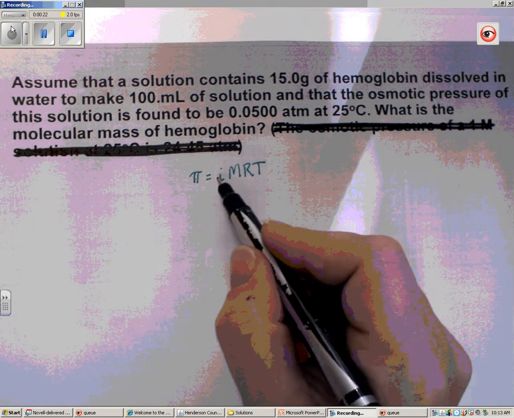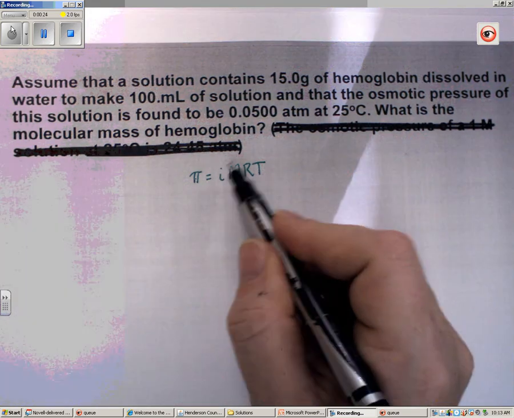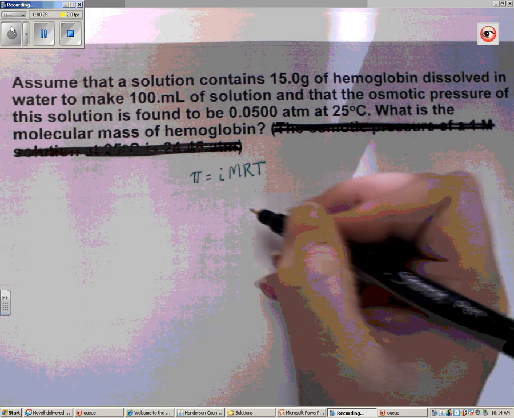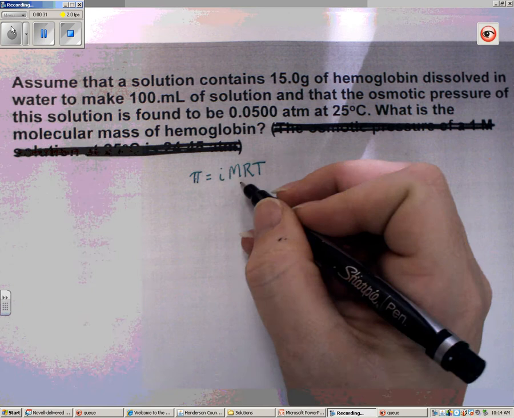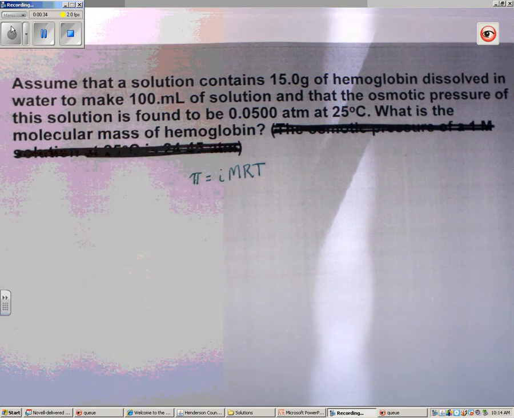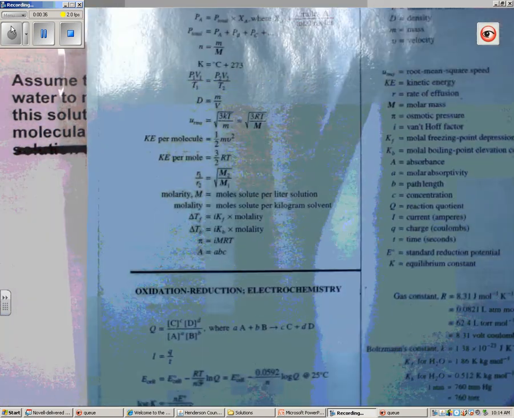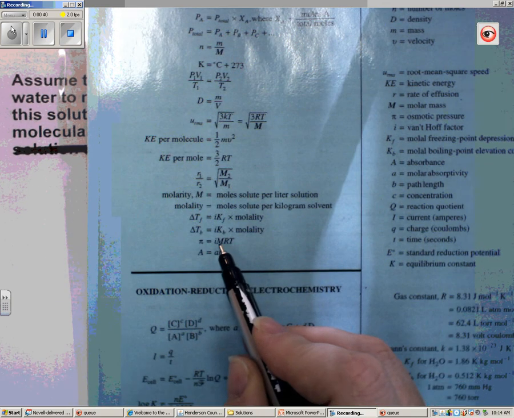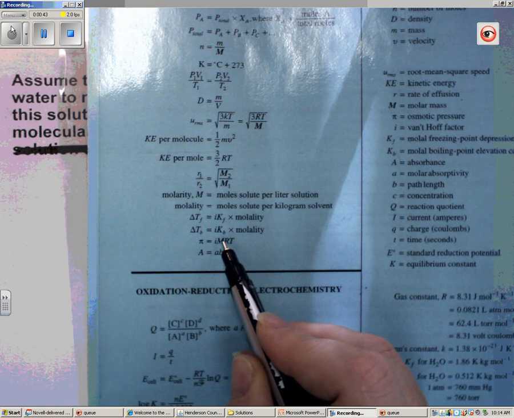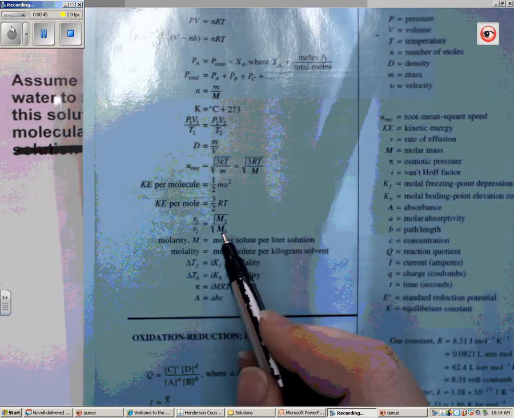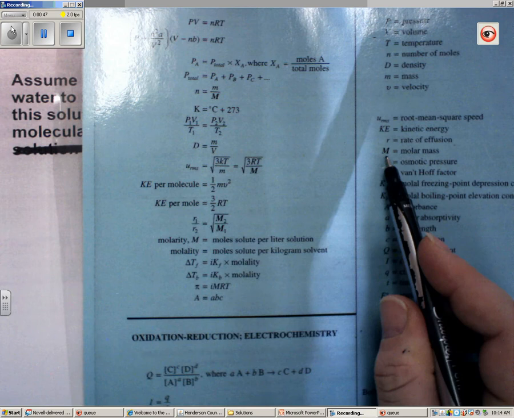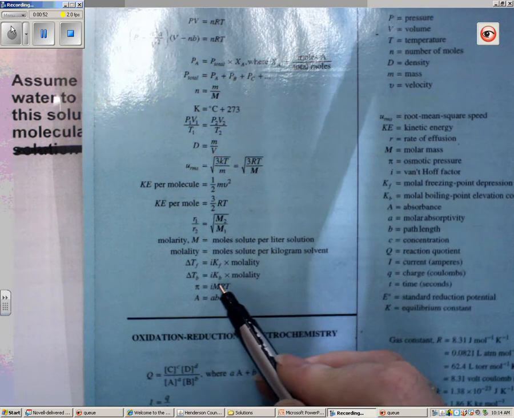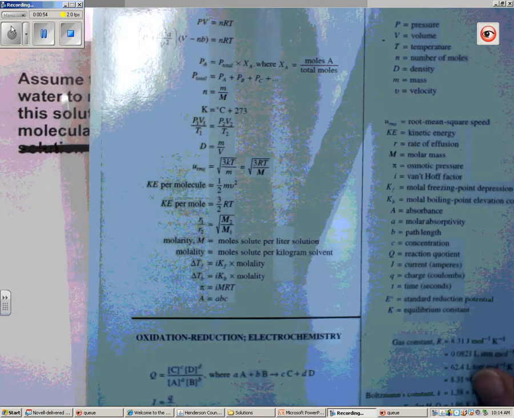I is your Van't Hoff factor, and that's how many pieces something splits up into. Here, M is molarity, your concentration in moles per liter. I put it this way because that's how it appears on the blue sheet that you'll have. But you have to be careful. M here means concentration. Notice it is not bold. Over here, where they identify the bold M, that's molar mass. But here the M is molarity, concentration.